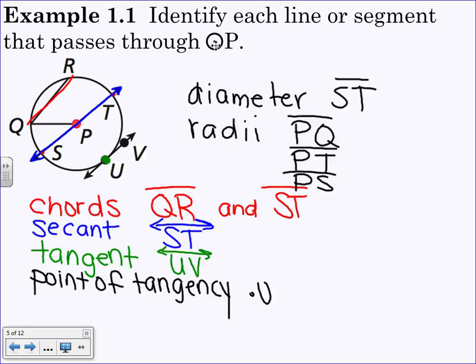So keep in mind that these are all, other than point of tangency, because that's a point, not a line or a segment, these are all lines or segments that could show up inside a circle. You're going to have something like that today on your classwork, where you're going to have to identify all the lines and segments that are within each circle.